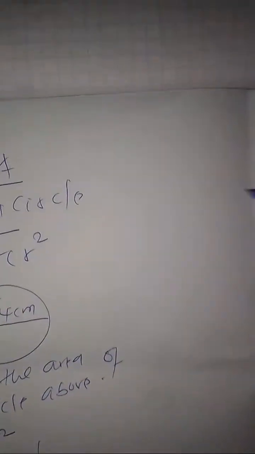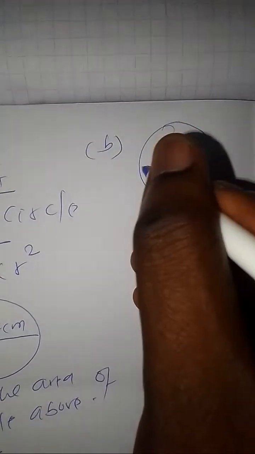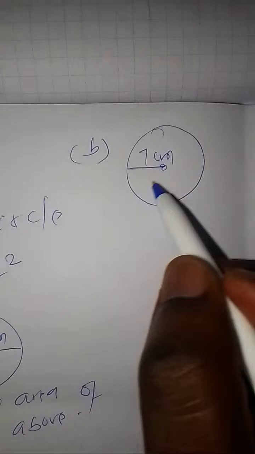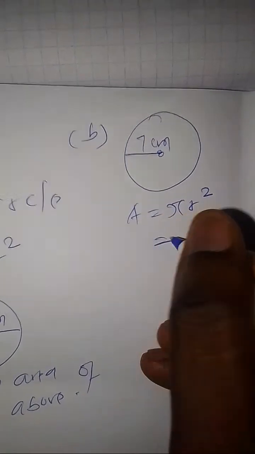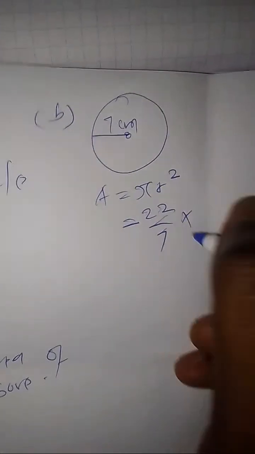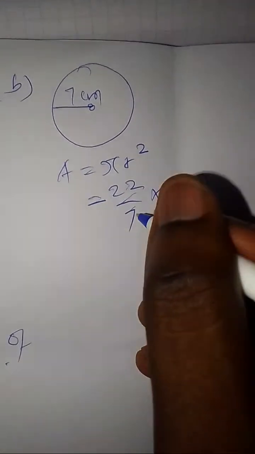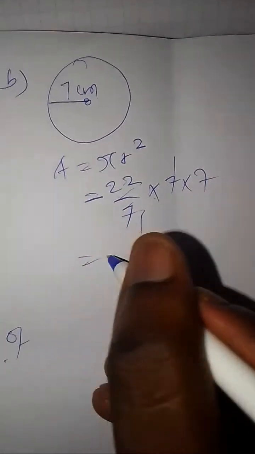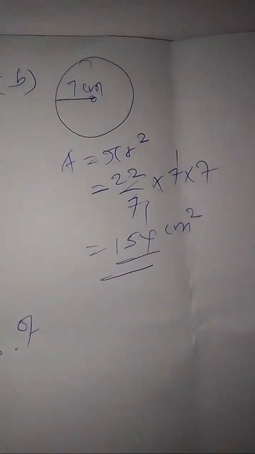So let's now move to part B. So part B, a circle can be drawn this way. Then we are asked to find the area of this circle. Here is 7 centimeters. So here we say area is equal to pi r squared. Now we shall have pi, which is 22 over 7, multiplied by the radius, which is 7, this 7 multiplied by 7. So 7 here once. So now we shall have 22 multiplied by 7. And our area shall be 154 square centimeters. So that is how we work out that area.